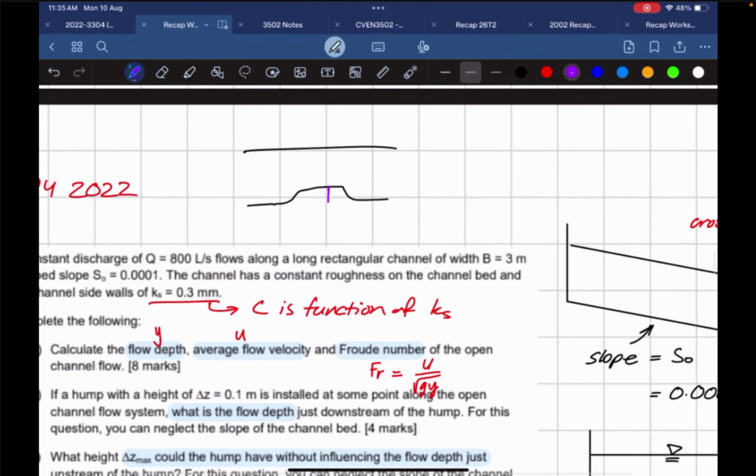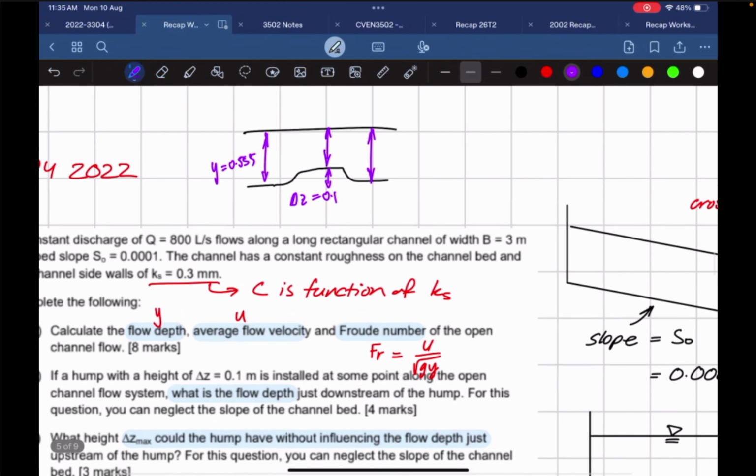Where our hump height, delta z, is equal to 0.1. And they're asking us for the flow depth downstream of the hump. Right? So we know this flow depth. We don't know what this is. We're trying to figure out what this is.